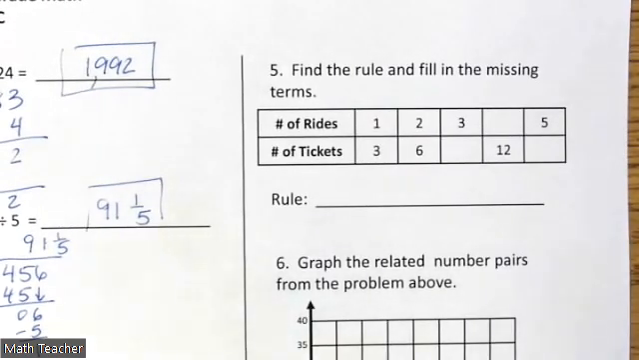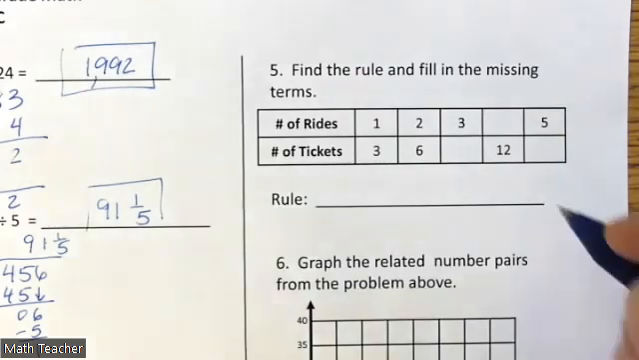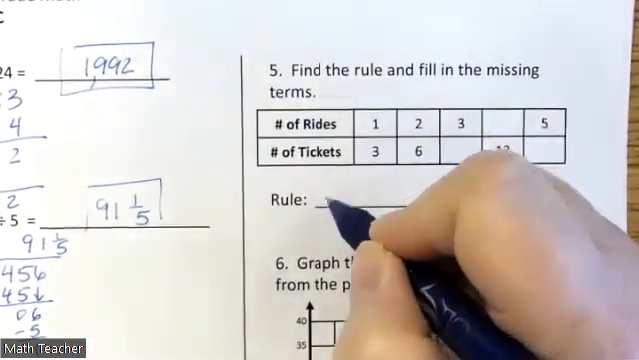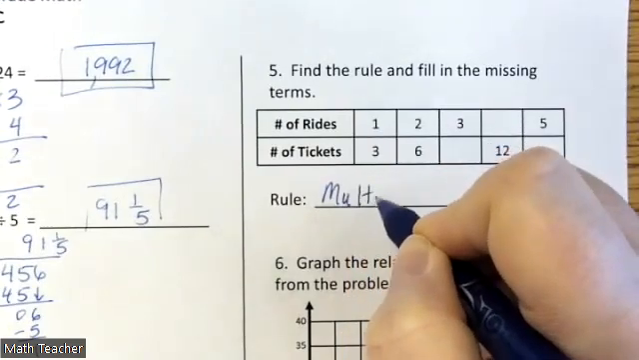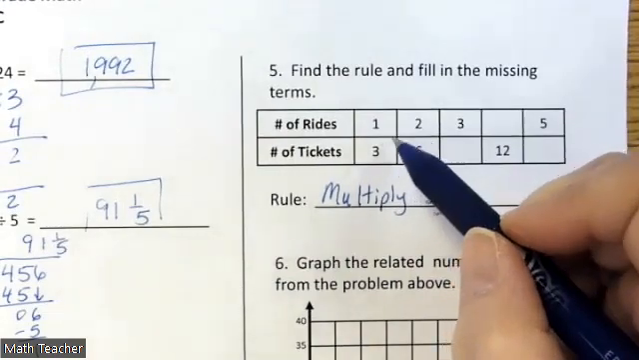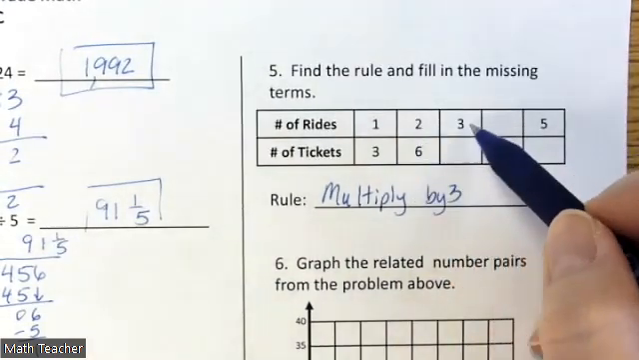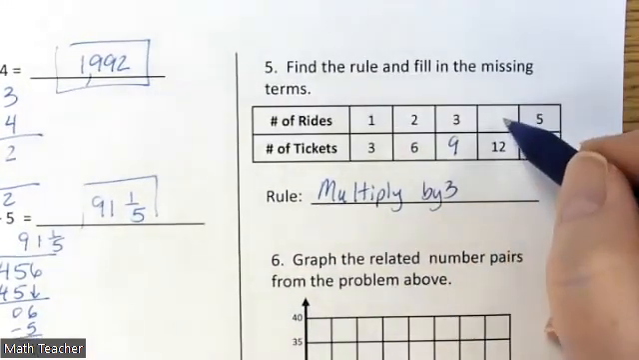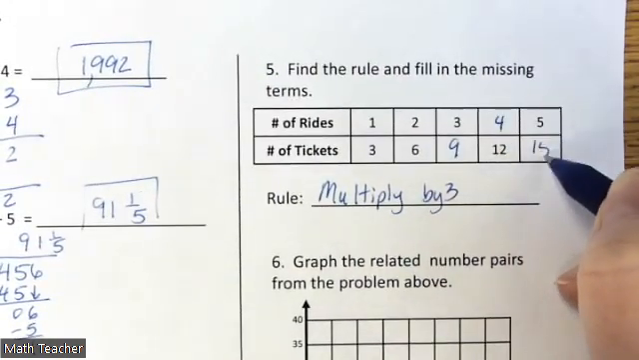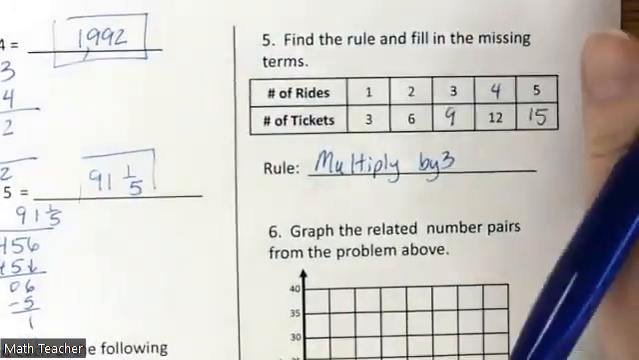Number 5, find the rule and fill in the missing terms. So when we look at this, we have 1 to 3, 2 to 6. We can see that this is being multiplied by 3. 1 times 3 is 3, 2 times 3 is 6, 3 times 3 is 9. What number multiplied by 3 is 12? 4 times 3 is 12, 5 times 3 is 15. So we can fill in the table.